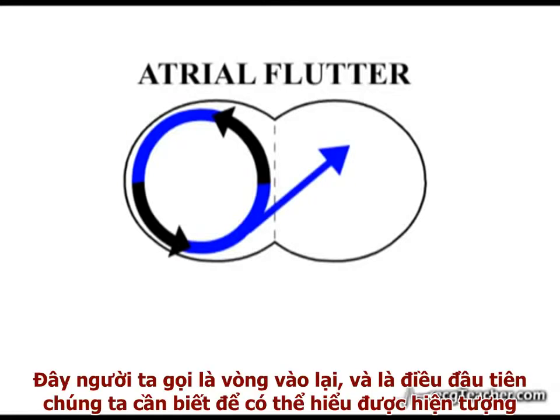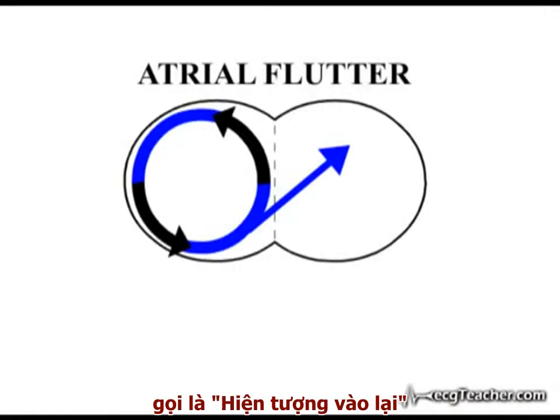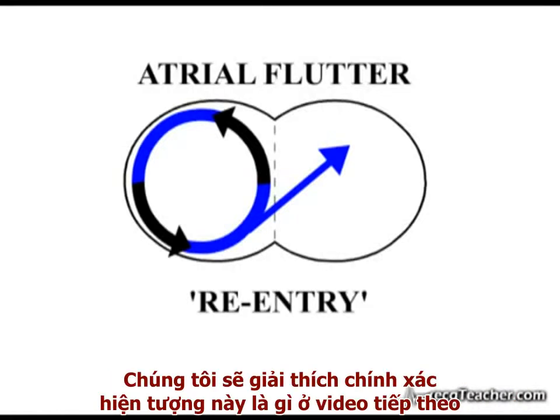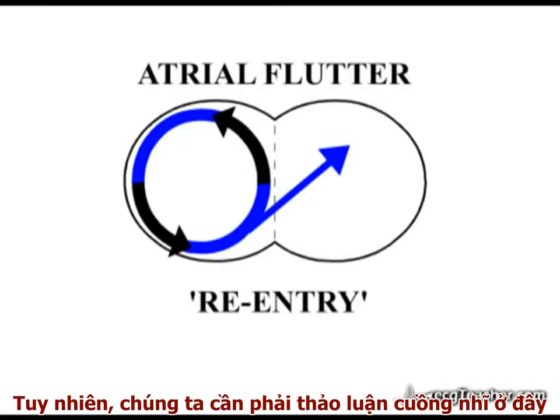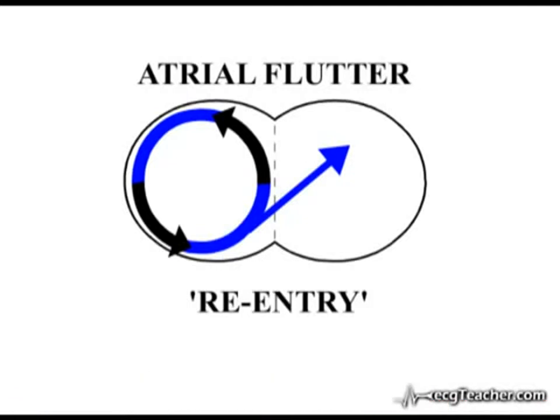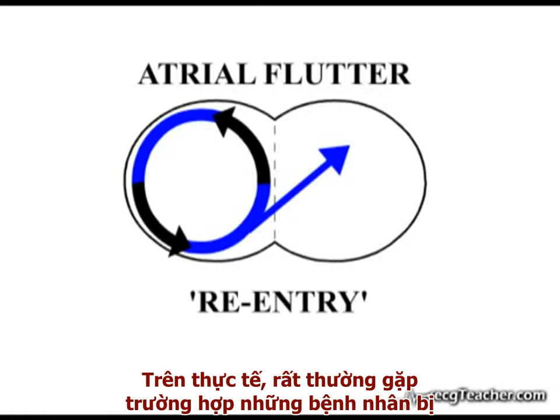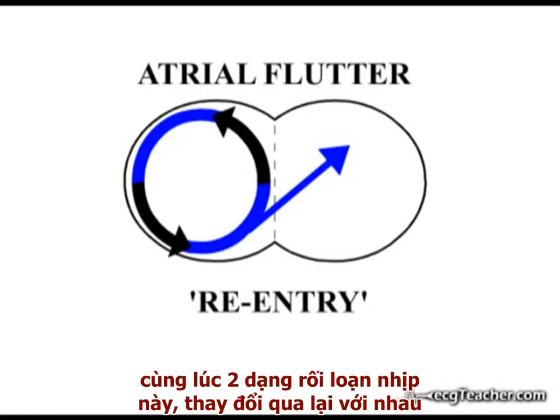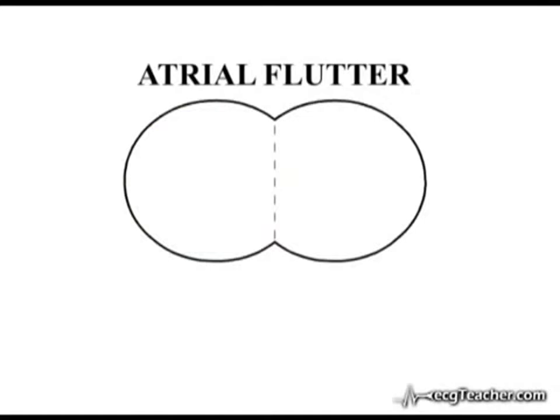This is a re-entrant loop and is our first encounter with the phenomenon of re-entry. We will explain exactly what this means in the next videos. However, we need to discuss atrial flutter here as it is closely related in terms of etiology to atrial fibrillation. In fact, it is very common to see patients who flip between these two arrhythmias.